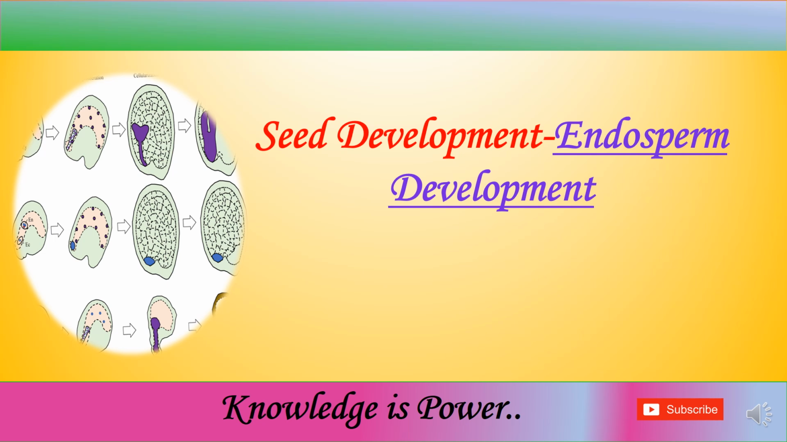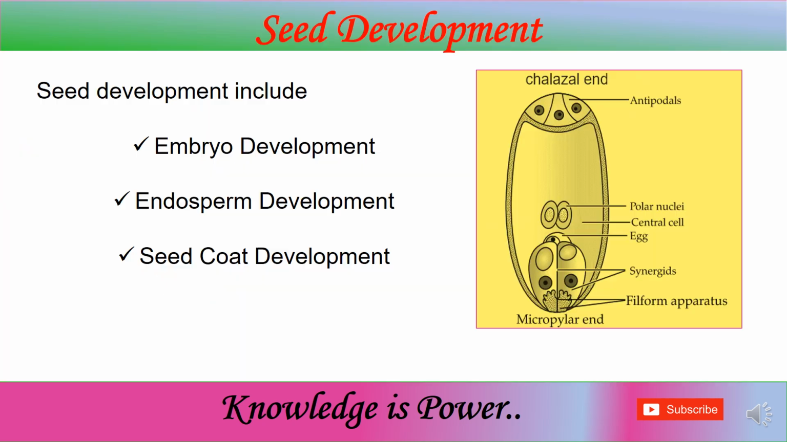Today we are going to learn about seed development. Seed development mainly consists of three phases, that is embryo development, endosperm development and seed coat development. In this lecture we are going to learn about endosperm development. I will explain embryo development and seed coat development in the next lectures.